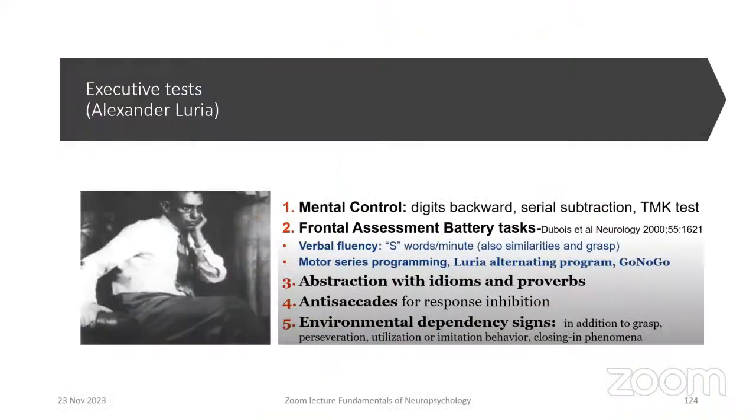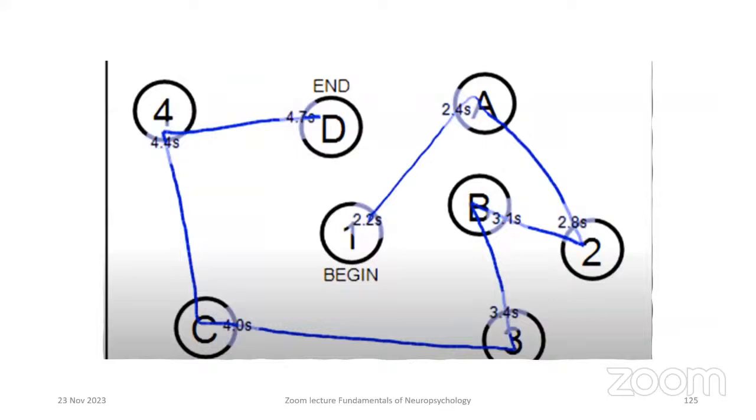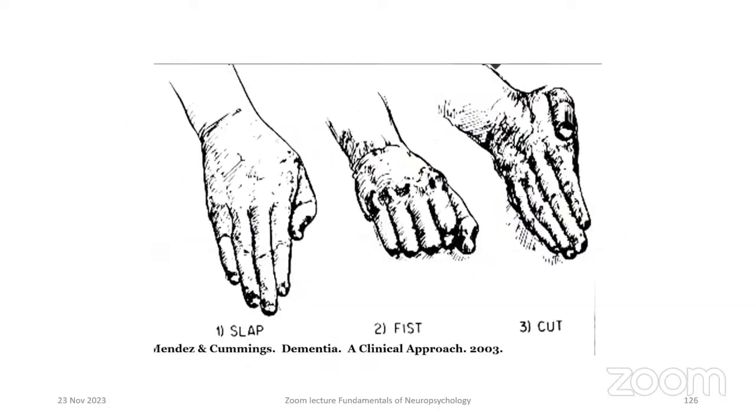Alexander Luria's frontal assessment battery test usually includes verbal fluency, motor series programming, Luria alternating program, and the go/no-go test. You can see this is the trail test: A is connected to 1, 1 to B, B to 2, 2 to C, C to 3. This is the Trail B test. If you are connecting 1 to 2, 2 to 3, 3 to 4, that is the Trail A test. This is slap, fist, and cut.